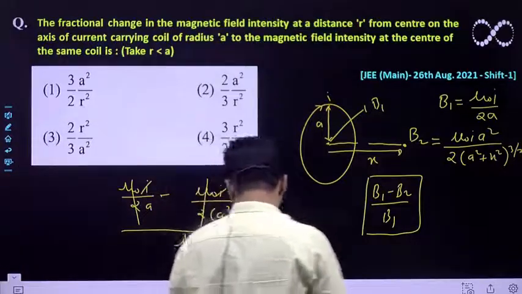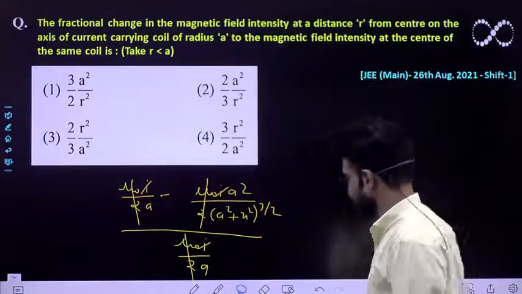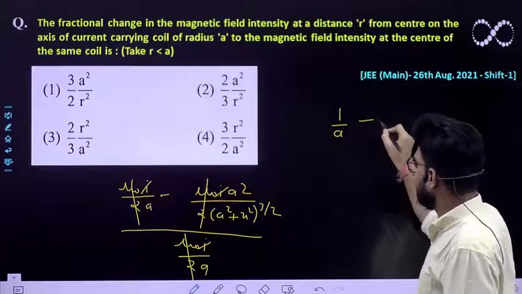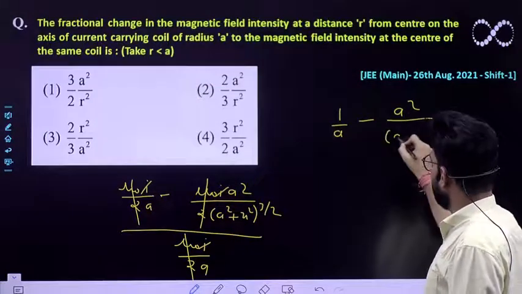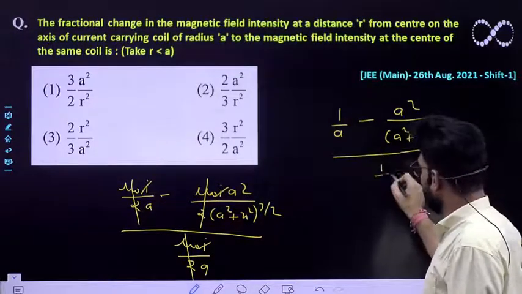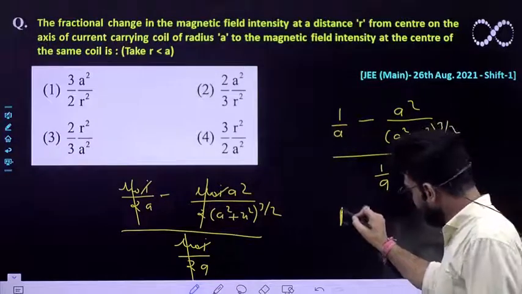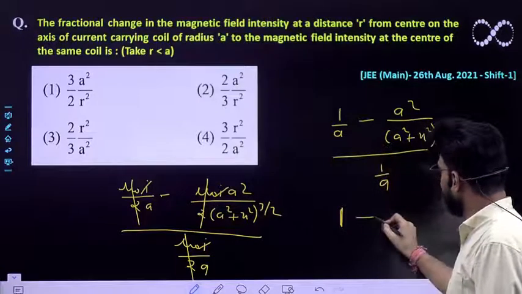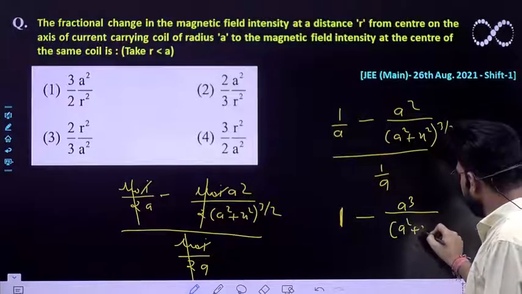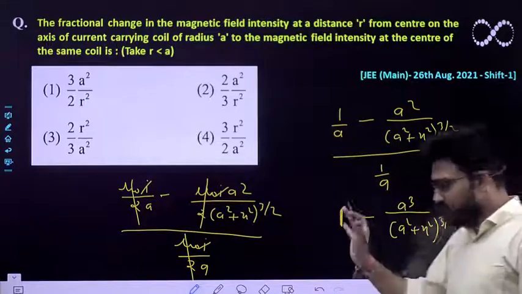So eventually the final expression after solving this, you'll be getting 1 upon a minus a square by (a square plus x square) power 3 by 2, divided by 1 upon a. This is the expression that you are getting. Again we'll be solving it. If I further solve it, this would be 1 minus a cube by (a square plus x square) power 3 by 2. Again we have to further solve it.